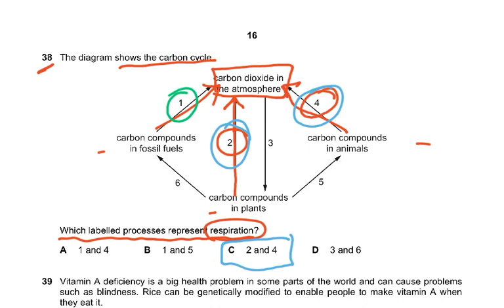Respiration is going to return the carbon to the atmosphere. So carbon dioxide to the atmosphere. So we've got to see how many arrows are coming back to it. And these were the arrows that were coming at. This is the only one which is carbon compounds in fossil fuel. So this is combustion. This cannot be respiration.